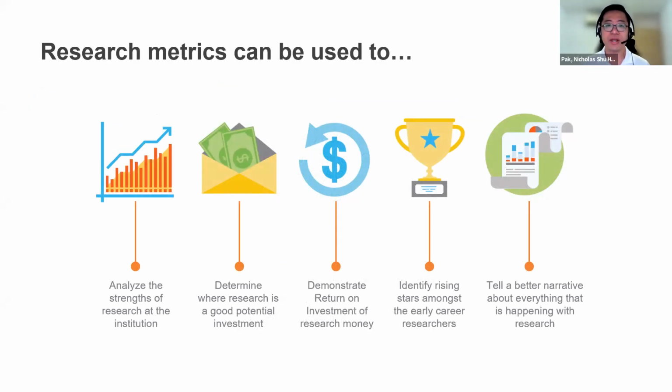Research metrics can be used across a whole range of approaches. You can analyze the strength of the research at an institution. You can determine where research is a good potential investment. We are able to demonstrate the return on investment in terms of research money. We are able to identify rising stars amongst the researchers, early career researchers, and we are able to tell a better narrative about everything that is happening with regard to research.